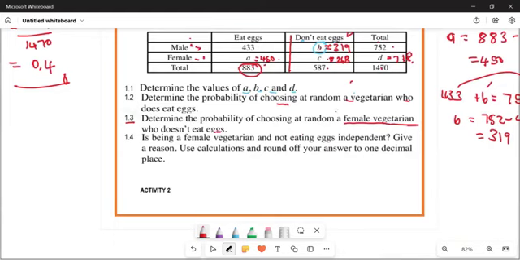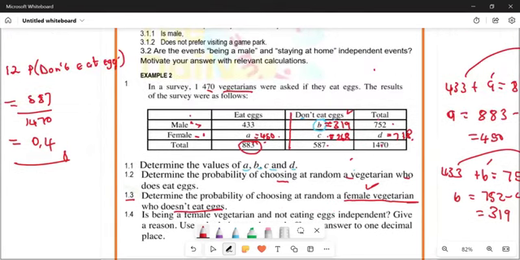Okay. 1.3, determine the probability of choosing at random a female vegetarian who does not eat eggs. So we want someone who's a female and then does not eat eggs. Female and don't eat eggs. So let's go and check. Females don't again. How many are female who don't? Is this one again? So 1.3 will say probability of getting female and does not eat.